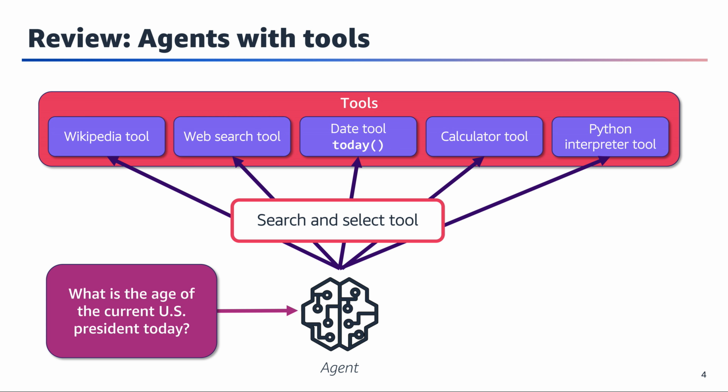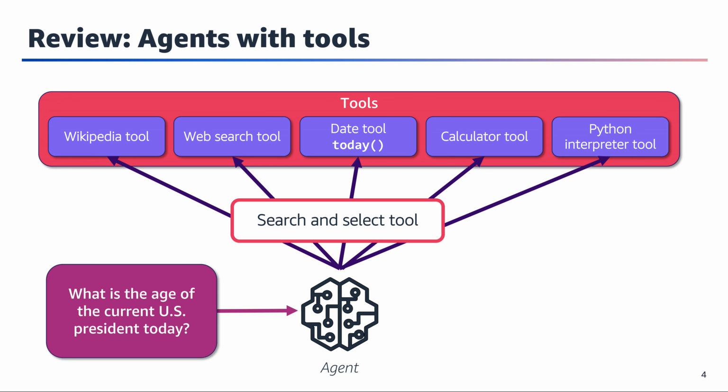Now, we recall the concept of AI agents equipped with various tools. We can see 5 primary tools that an agent can utilize to process and respond to queries. The diagram shows how these tools are coordinated through a central search and select mechanism, which helps choose the most appropriate tools for answering specific questions.